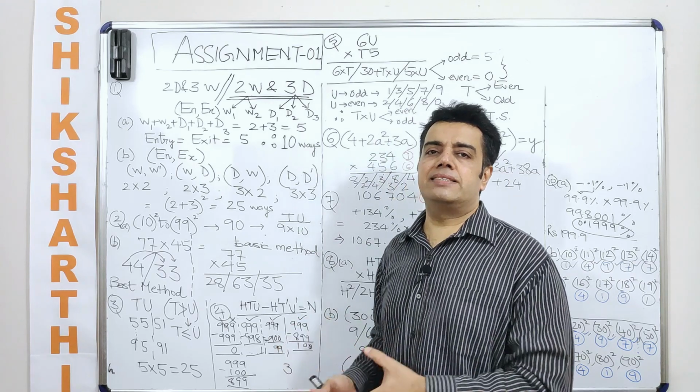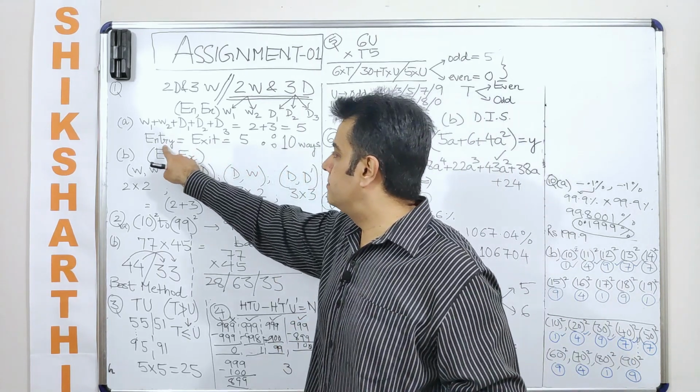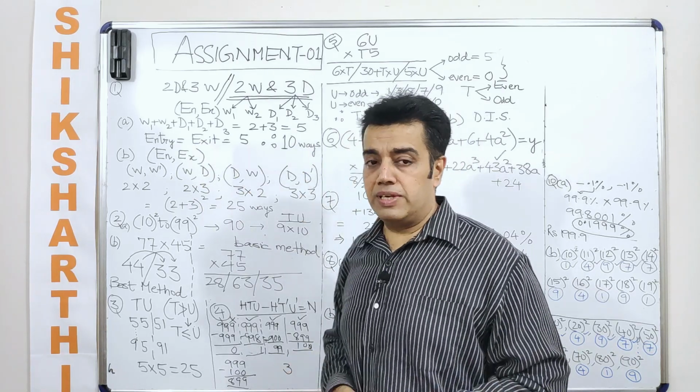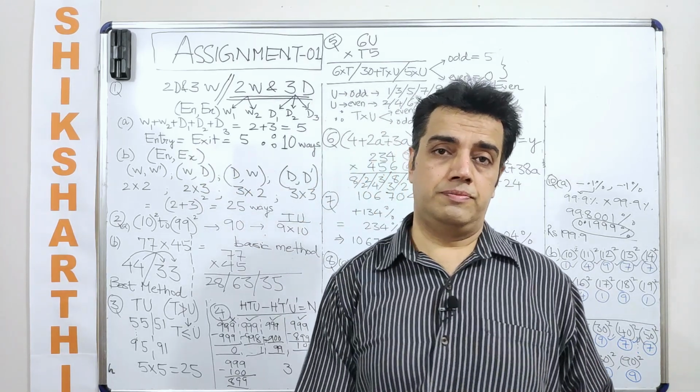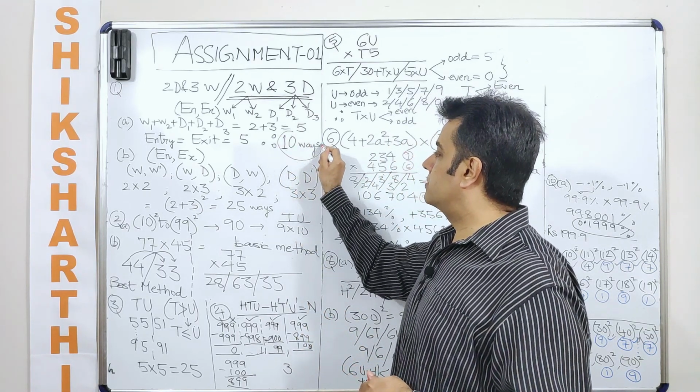Now, entry and exit do not have any point of intersection. So what will we do? We will simply add. And what is the total number of ways that we get here? We get 10 ways. So this is the basic way of attempting the question. This is the answer.